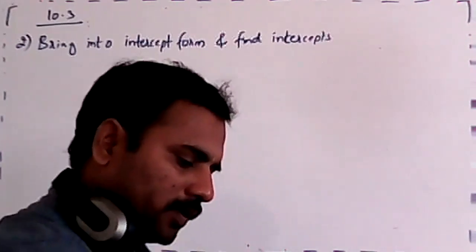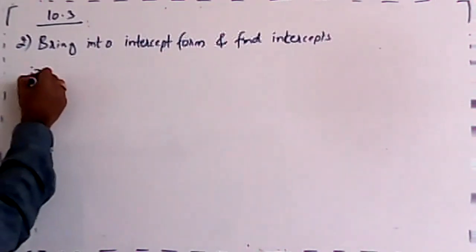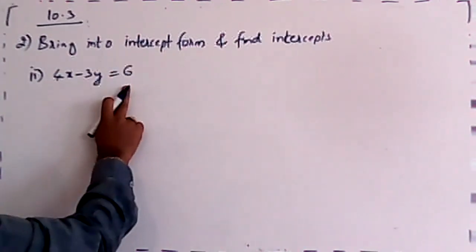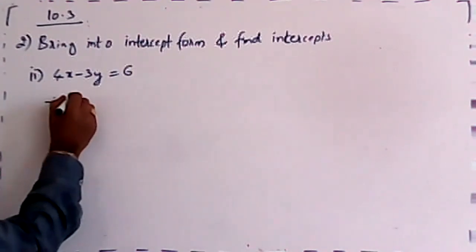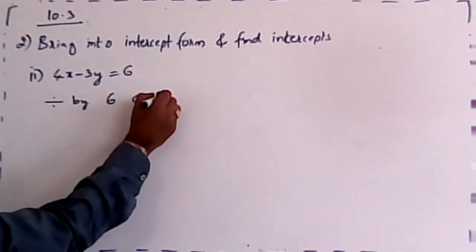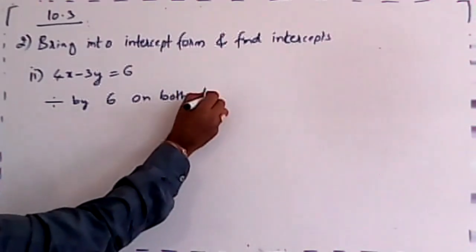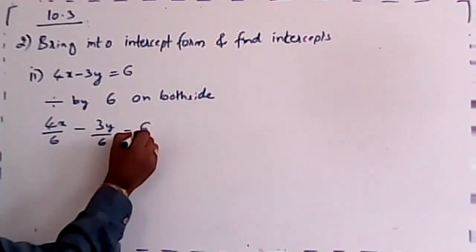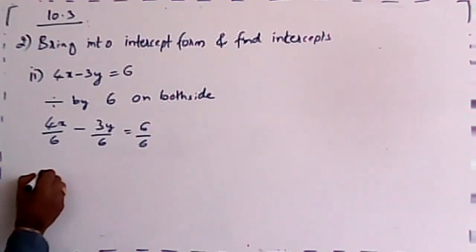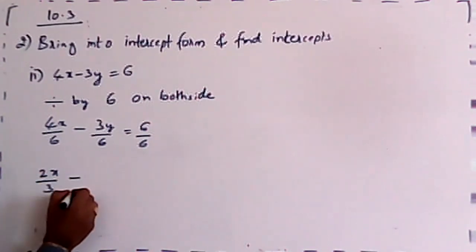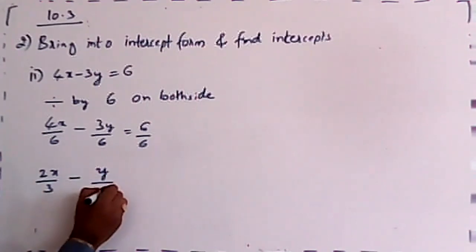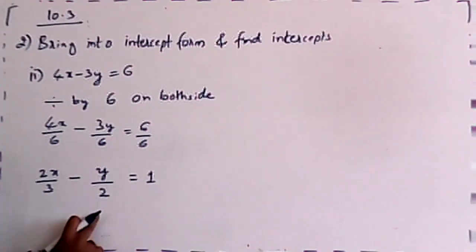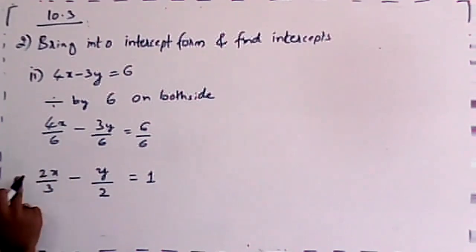4x minus 3y is equal to 6. Now here 6 is there. I want to make it 1, dividing by 6 on both sides. What happens? 4x by 6 minus 3y by 6 is equal to 6 by 6. That is, 2 3s are 6, minus 3 by 6 is 1 by 2, and 6 by 6 is 1. But it is not looking like x by a plus y by b. Here minus is there, and it is not only x, it is 2x.